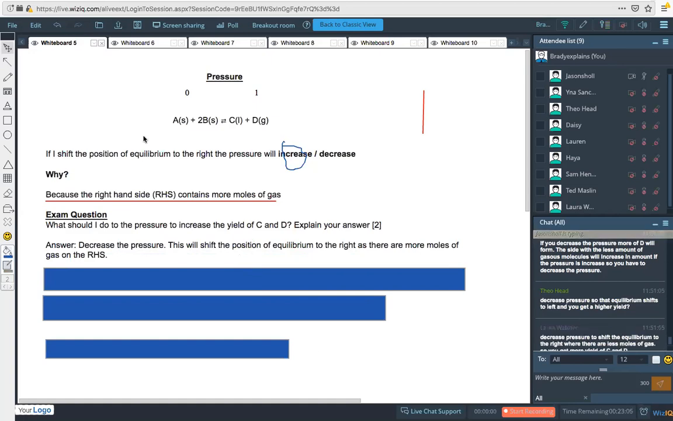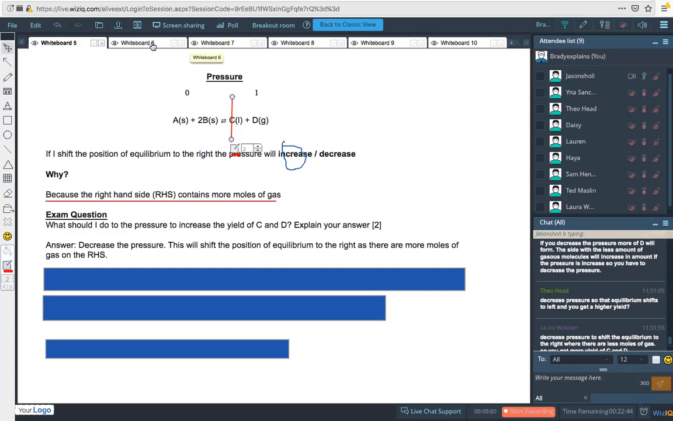So we will decrease the pressure. Excellent, Laura, that's fantastic. By decreasing the pressure, the position of equilibrium is going to try and bring the pressure back up again. And it does that by shifting to the side with the most moles of gas, which in this equation is the right-hand side. Absolutely spot on.